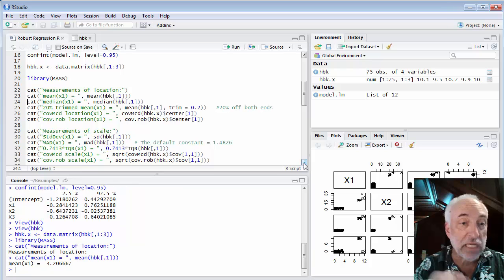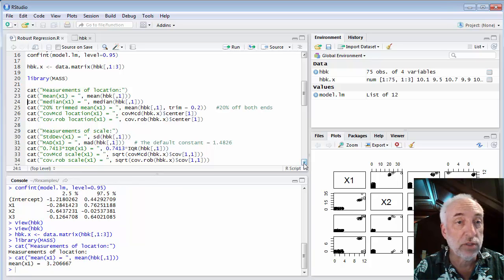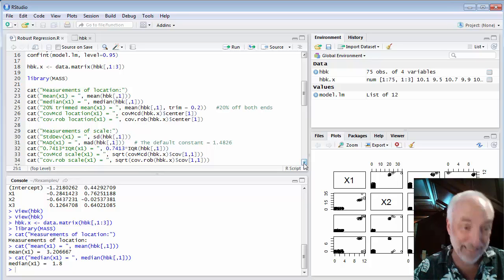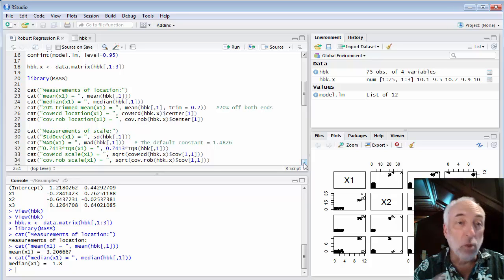And then thinking about measurements of location, what could we do? Well, we could calculate the mean. There it is. It's 3.2. Now, this is the mean of x1, first of the three x variables. I could look at the median. It's 1.8. Well, there's a huge difference between the mean and the median. In fact, the data is all positive. There are no values less than 0 or about 0. So that's a fairly significant change in our location estimation.